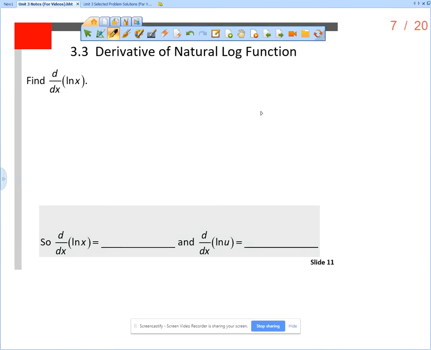This is the video notes for section 3.3, slides 11 and 12. In section 3.3, we're finding the derivative of the natural log function. All right, so d/dx of the natural log of x.